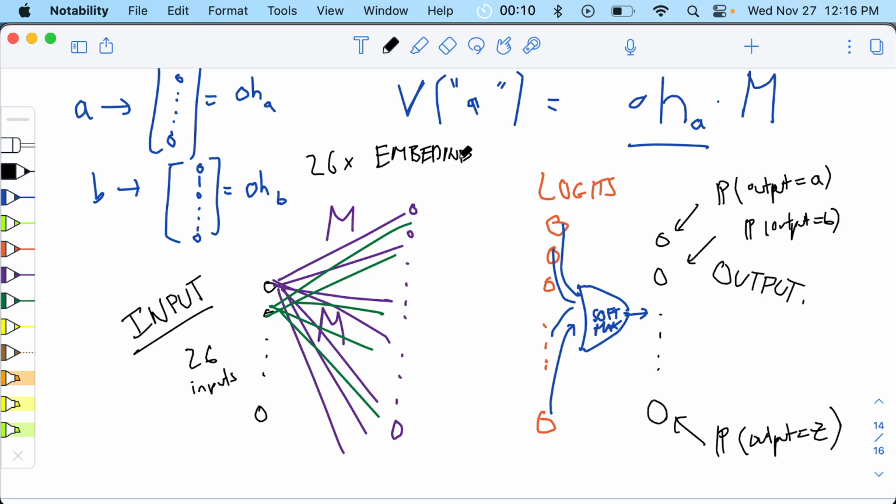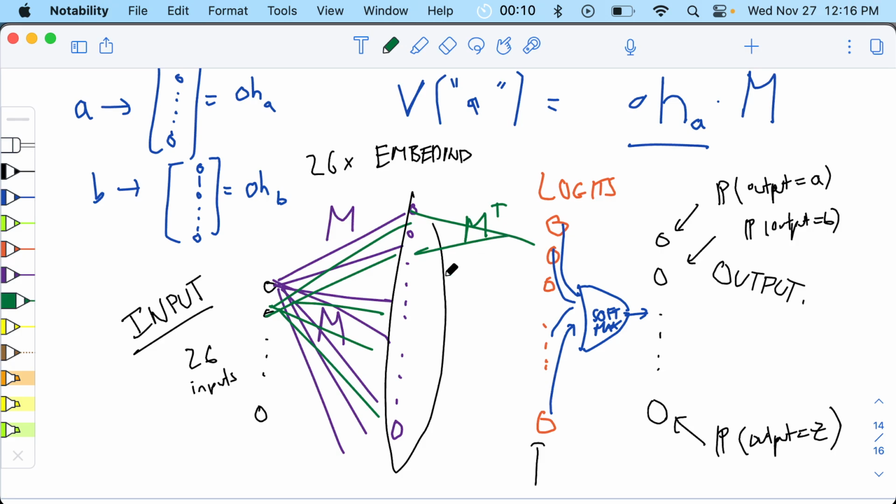What could we put over here to connect the embedding dimension to something which has 26 things? Let's just put M again, and just put it in reverse. So M transpose is something that is embedding dimension by 26, and that will perfectly fit to connect the input to the output. So this is the simplest possible thing you could do. You have one matrix M, and you are putting it in twice.